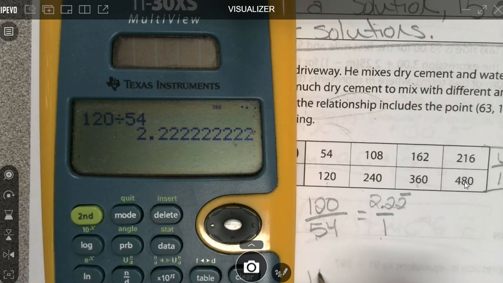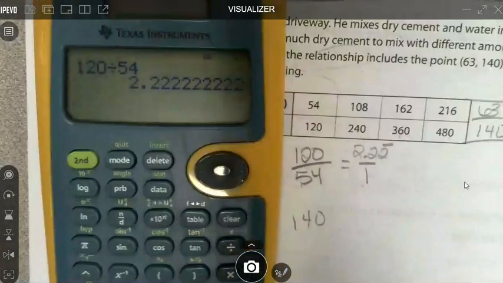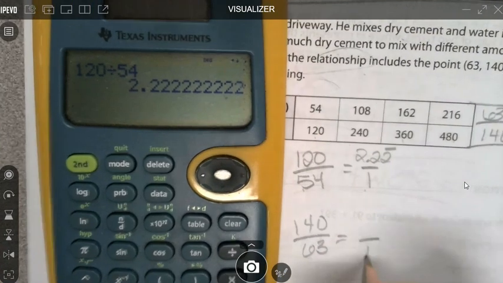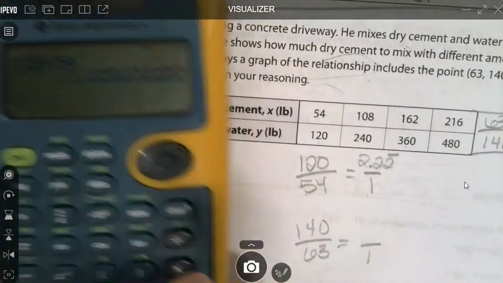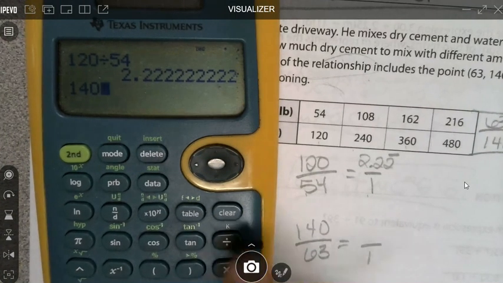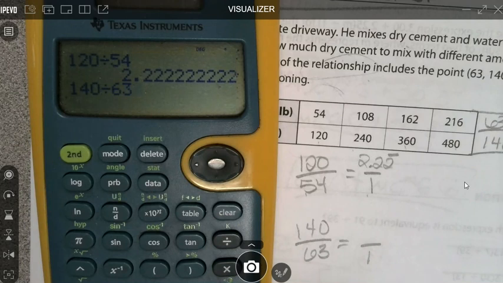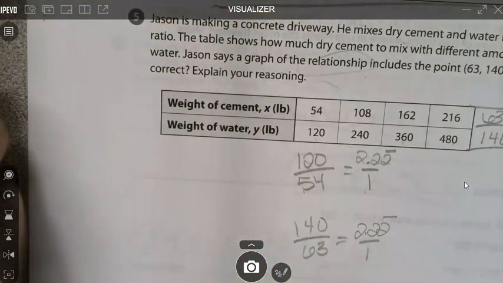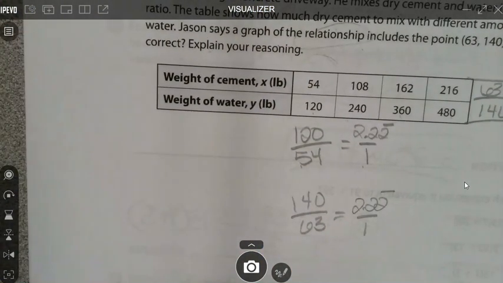So let's take the 140 and find the unit rate. For every 1 pound of cement, how much water would that be? 140 divided by 63 would also give me 2.22 repeating. They both have the same unit rate. If they have the same unit rate, that means they are equivalent ratios.